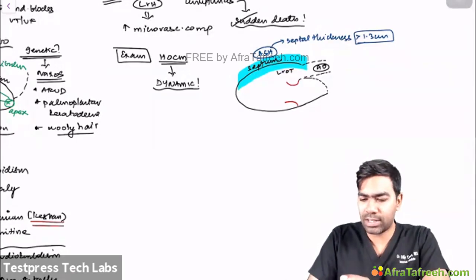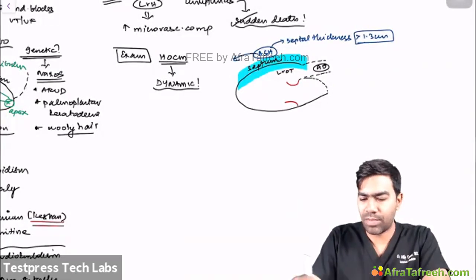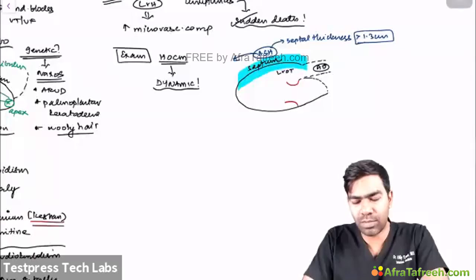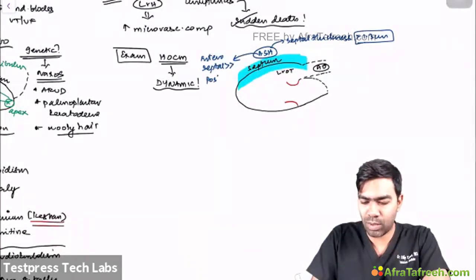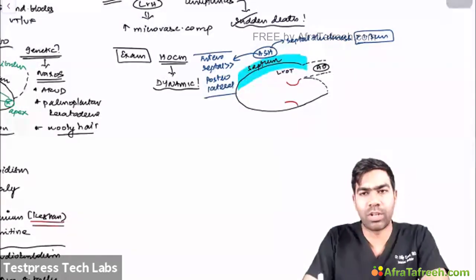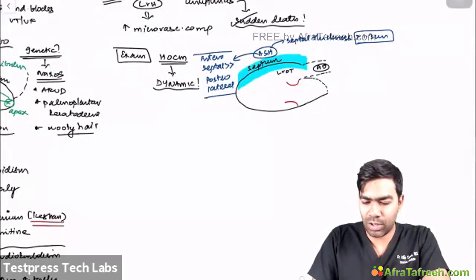And why do we call it asymmetric? Because only certain areas of the left ventricular wall will be thickened. For example, the anteroseptal wall will be significantly thickened compared to the posterolateral wall. So there is a ratio also. If we take the ratio of anteroseptal wall to the posterolateral wall, the ratio will be more than 1.3:1.